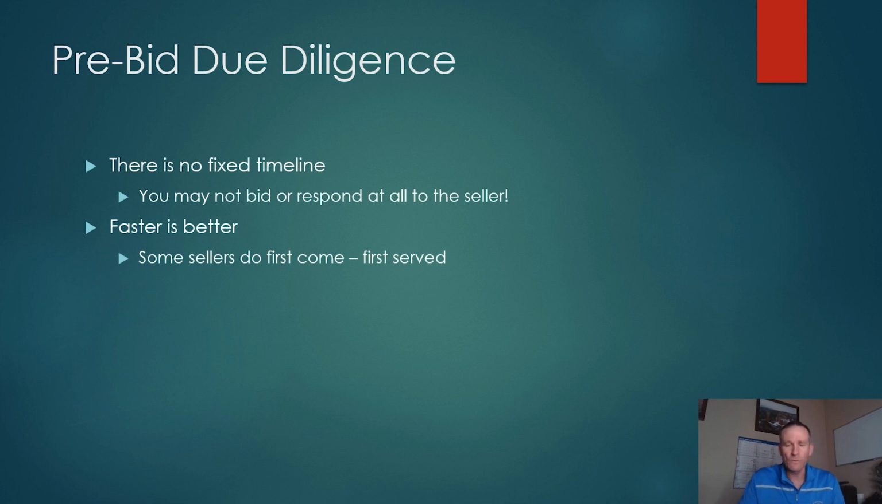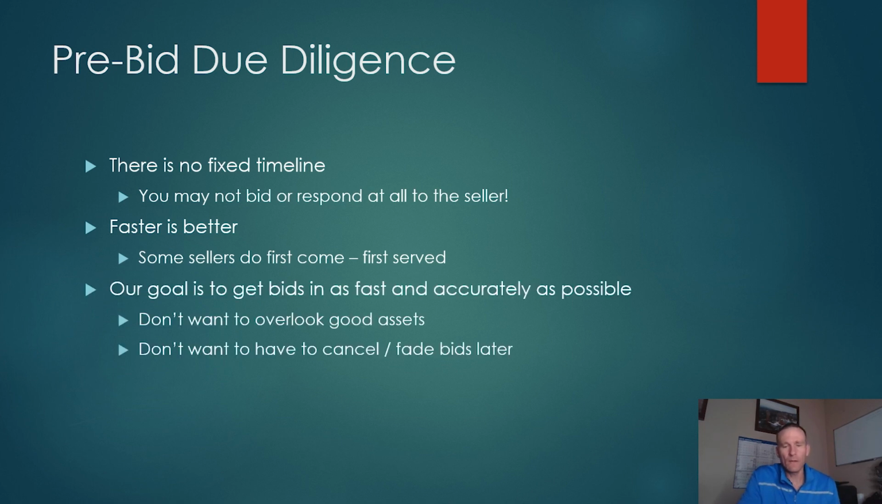So it behooves you to get through your pre-bid due diligence and then actually put your bids together and get them in as soon as possible. And remember our goal is not just to get them in fast, although it is to get them in fast, it's also to obviously be accurate. But being accurate doesn't just mean filtering out every single asset and then not turning in any bids. We also want to make sure we don't overlook any good assets. I think one of the big mistakes a lot of people make is they are overly restrictive in their filters. They filter out too many assets and it causes them to not make enough offers.